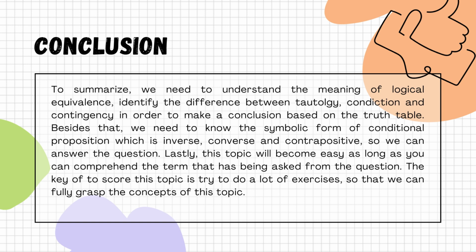contradiction, and contingency in order to make a conclusion based on the truth table. Besides that, we need to know the symbolic form of conditional proposition, which is inverse, converse, and contrapositive, so we can answer the question. Lastly, this topic will become easy as long as you can comprehend the terms that have been asked in the question. The key to score in this topic is to do a lot of exercises so that we can fully grasp the concept of this topic.